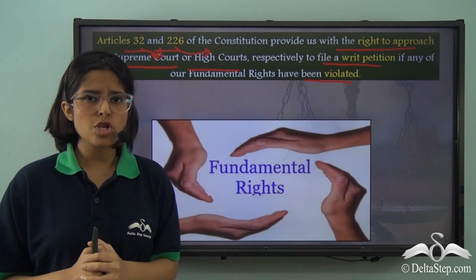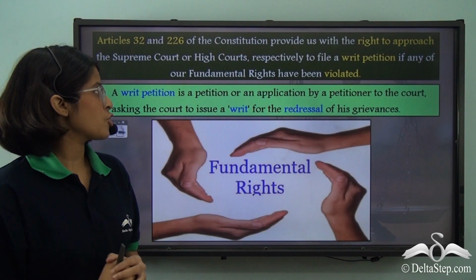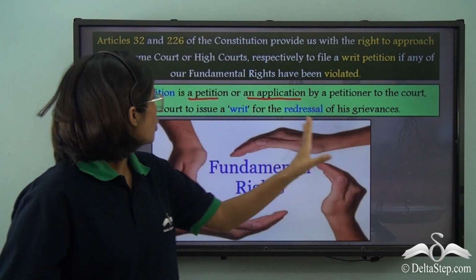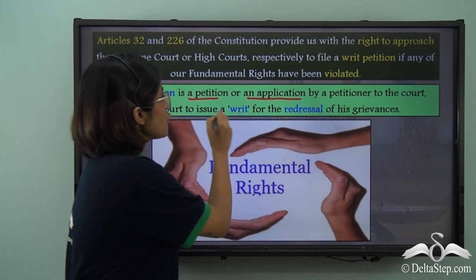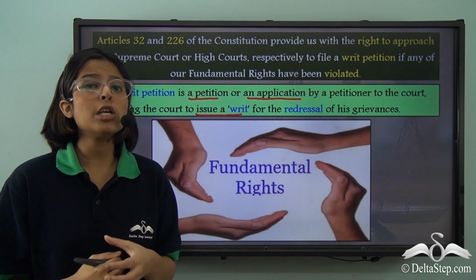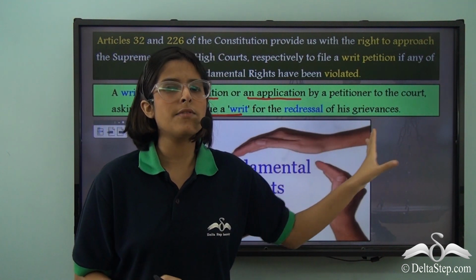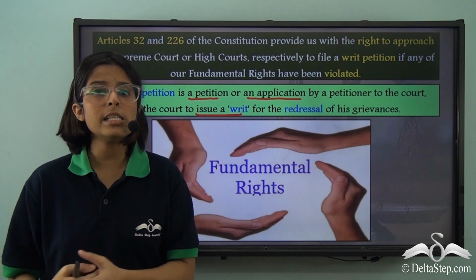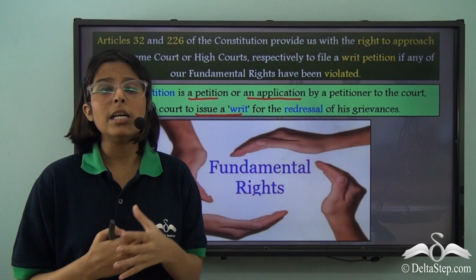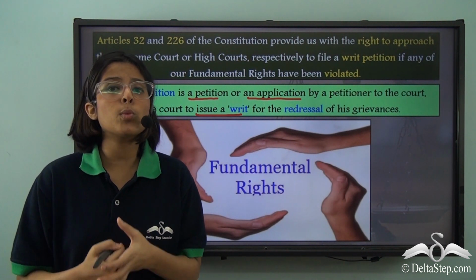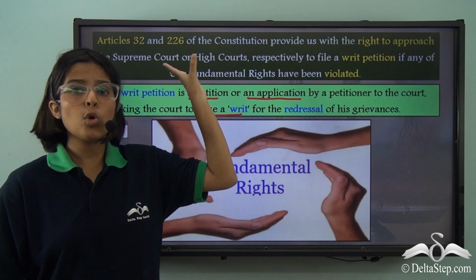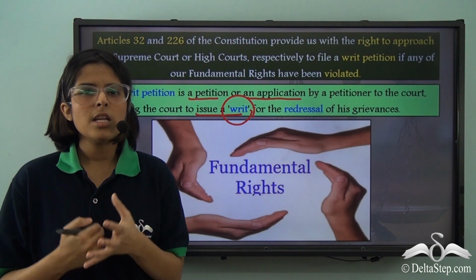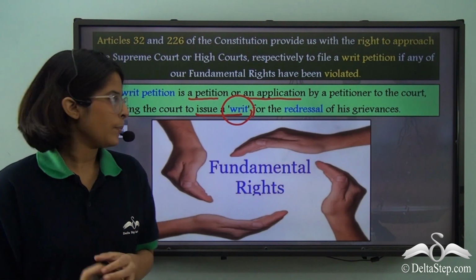Now, what is a writ petition? A writ petition is a petition or an application by a petitioner to the court asking the court to issue a specific writ for the redressal of his grievances. So, if we have a grievance, that is, if our fundamental rights have been violated, then we can apply for a writ petition. That is, we put forward an application to the Supreme Court or High Court asking them to issue a specific writ. Now, you must be thinking, what is a writ?